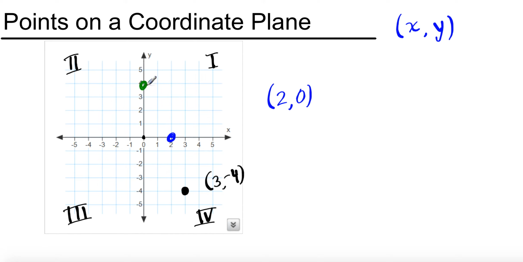For example, this green dot. To find the coordinate for the green dot, we don't move left or right, so our x coordinate is 0, but we do move up 4 on the y-axis, so our y coordinate is positive 4. And that's it for points on a coordinate plane.